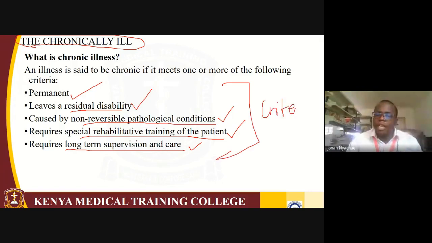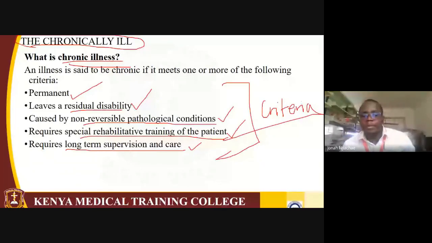You may have been in a class, but you don't know the criteria for chronic illness. It should be permanent. It leaves residual disability. It is caused by non-reversible pathological conditions, and also requires special rehabilitative training of the patient, and also requires long-term supervision and care. So you see, these are still people with need.